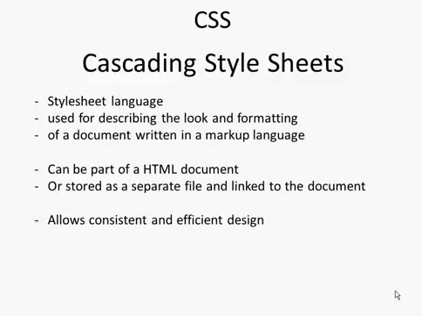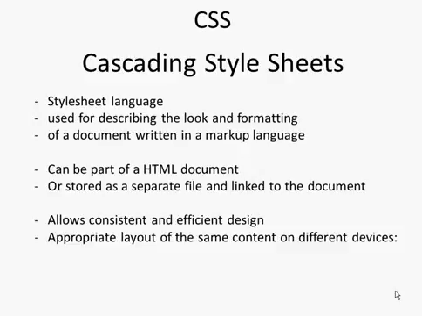CSS allows for consistent and efficient design, so it's all about not having to rewrite formatting for multiple elements that might all need to look the same. So it allows for consistency, because if we just have to write a format once and apply it to lots of objects, then we're not going to make a mistake, or we're not going to be inconsistent by writing that format lots of times, and doing that means we're going to be efficient as well.